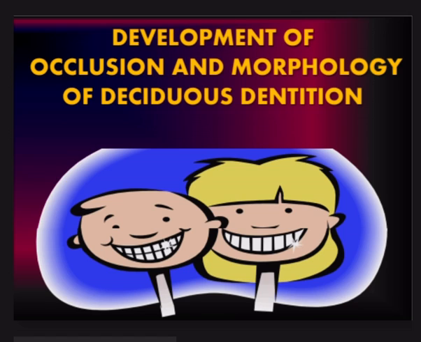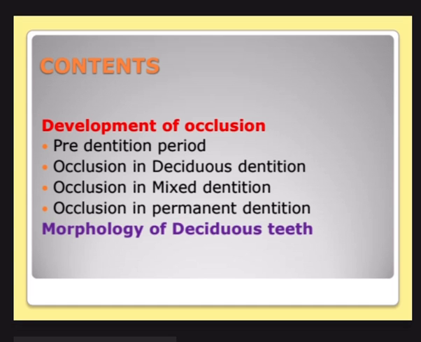Okay, so a very important lecture from an exam point of view. We'll be covering this lecture under the following headings, that is development of occlusion. There are various phases through which occlusion is developed. We'll cover it under the following headings: pre-dentition period, deciduous dentition, mixed dentition, permanent dentition, and finally a little bit about the morphology of the deciduous tooth.